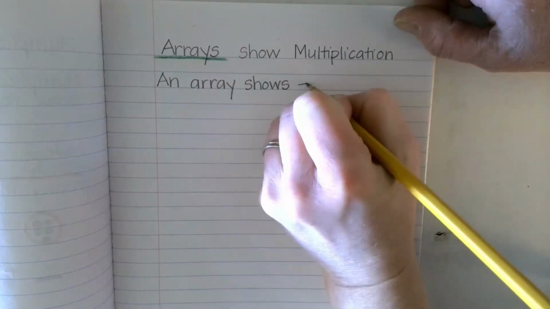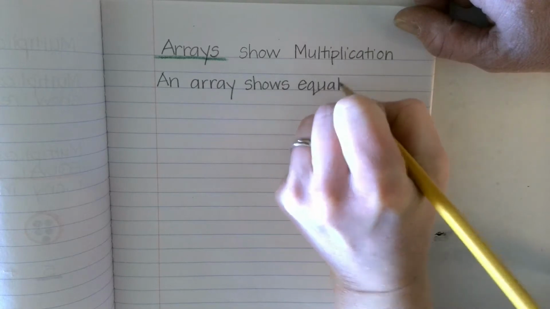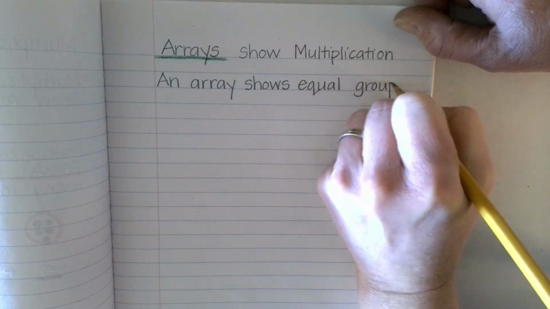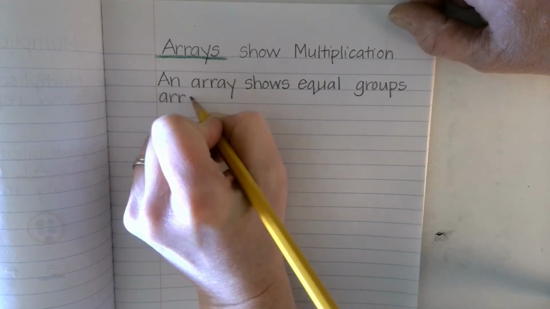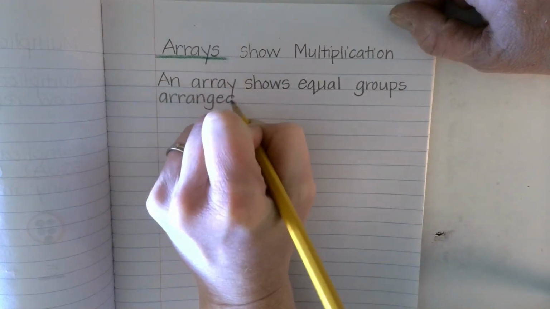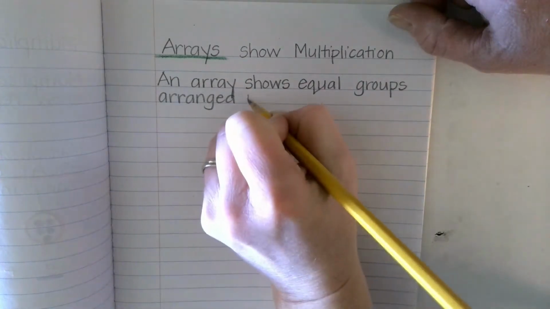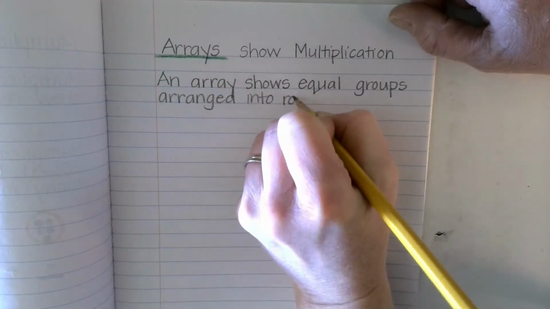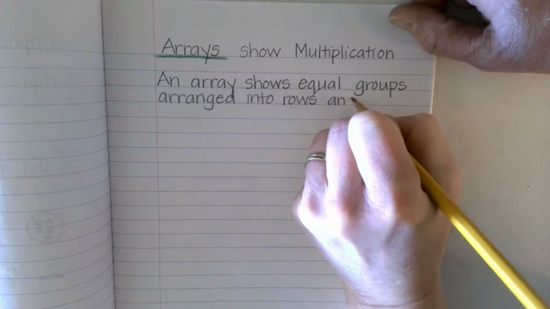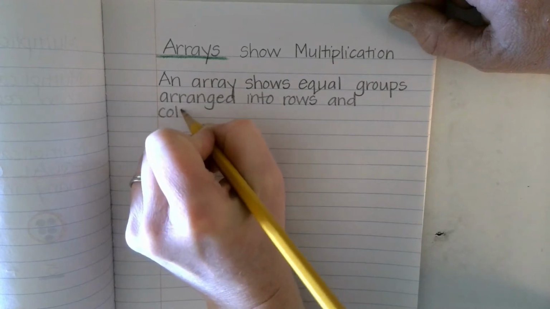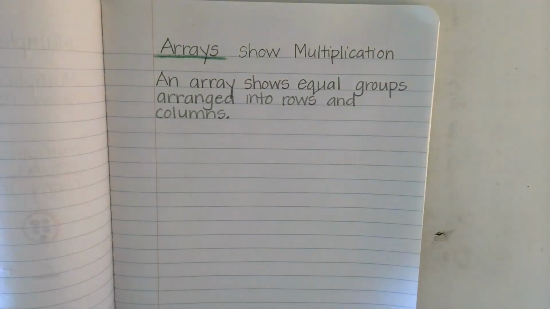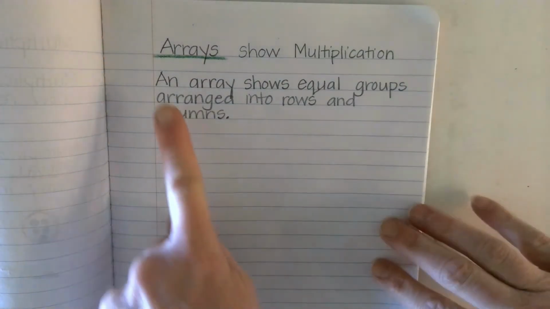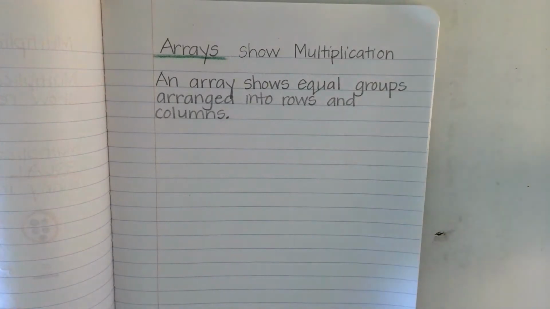shows equal groups arranged into rows and columns. Make sure that your sentence starts with a capital letter and ends with a period.